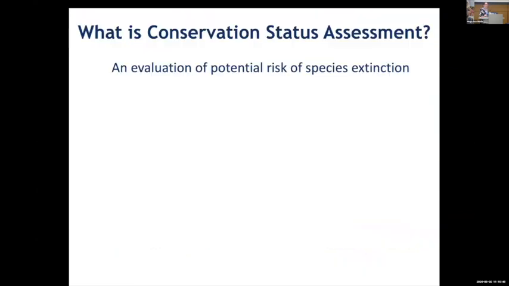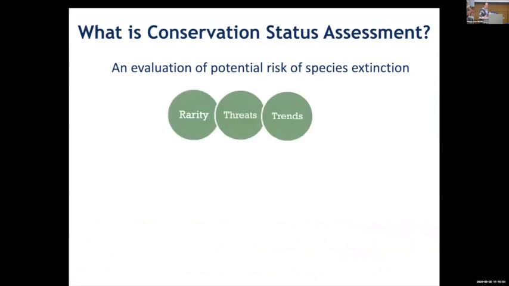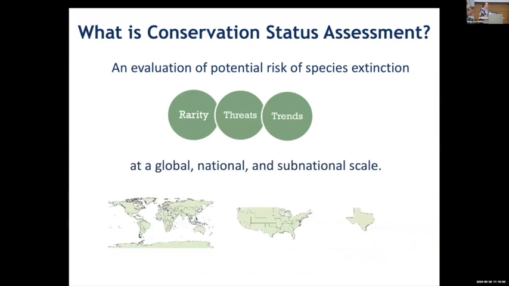So conservation status assessments are evaluations of potential risk of species extinction. And we use 3 different elements to calculate this. We use rarity, threats, and trends. And we do this at different scales. There's a global scale, a national scale, and a subnational scale. And subnational can represent native nations, parishes, provinces, states, or territories.